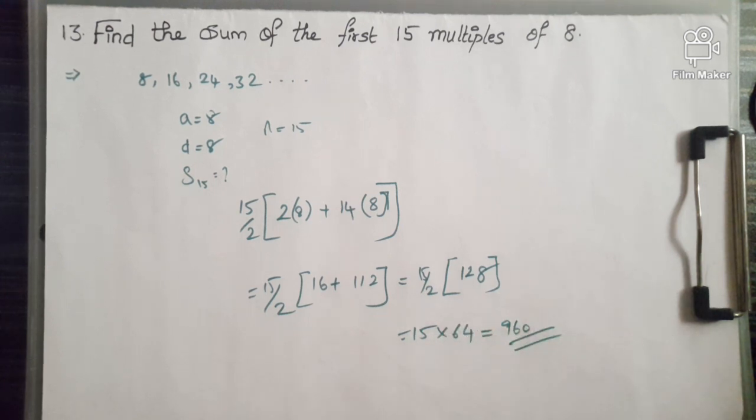So the sum of the first 15 multiples of 8 is 960. That is your last conclusion part.